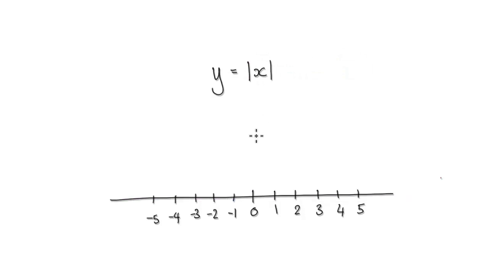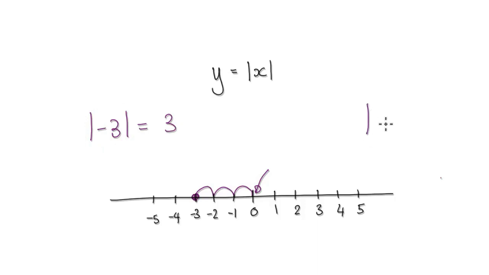I could ask you, what is the absolute value of negative 3? Well, negative 3 is right here. The absolute value of negative 3 is the distance away from the origin. Well, the origin's here, so it's really 3 away from the origin. So the answer to the absolute value of negative 3 is the number 3.